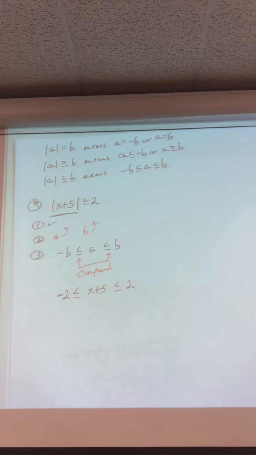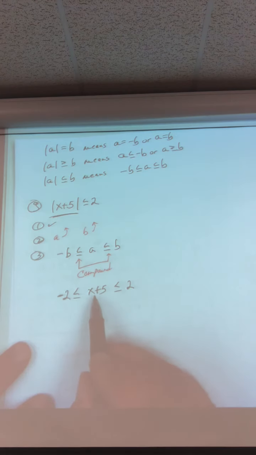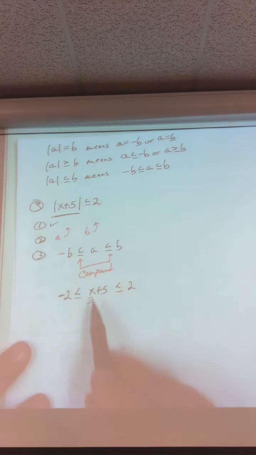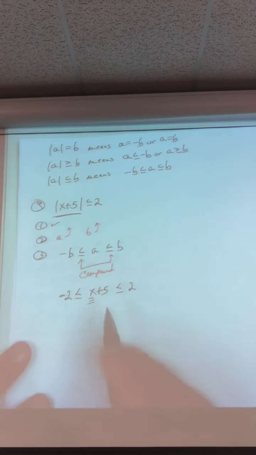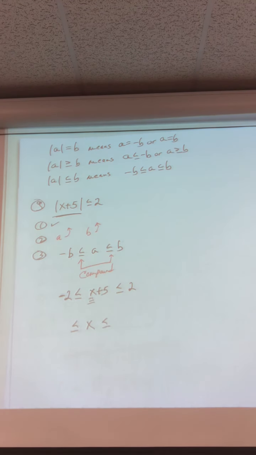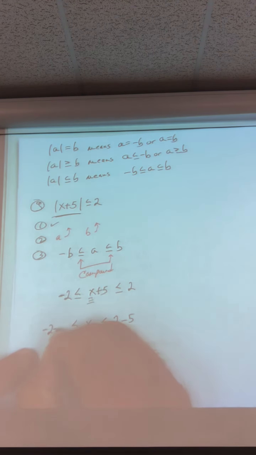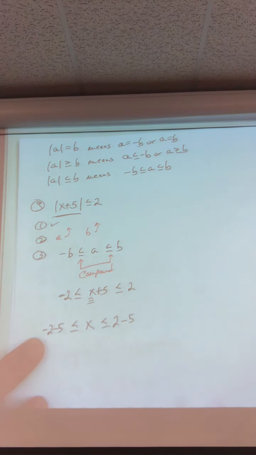Now, how do we solve this problem? Well, you've got to get the x by itself in the middle. How do we get the x by itself in the middle? You have to get rid of the adding 5. To get rid of the adding 5, what are you going to have to do? Subtract 5 from the middle. So when you subtract 5 from the middle, it just leaves x. But don't forget, you have to subtract 5 from the number that's on the left and from the number that's on the right.